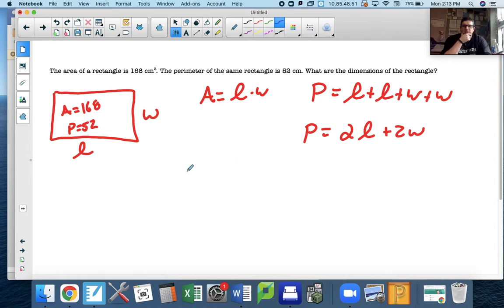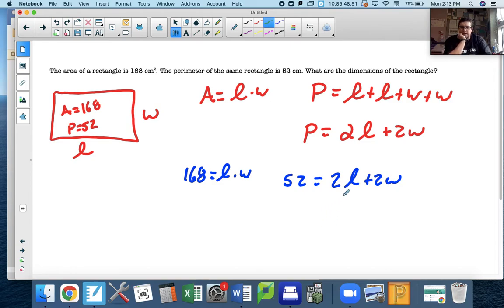Plug in everything that you know. 168 equals L times W. 52 equals 2L plus 2W. And then from here, we're going to substitute. So I'm going to solve for L. So I'm going to subtract 2W.